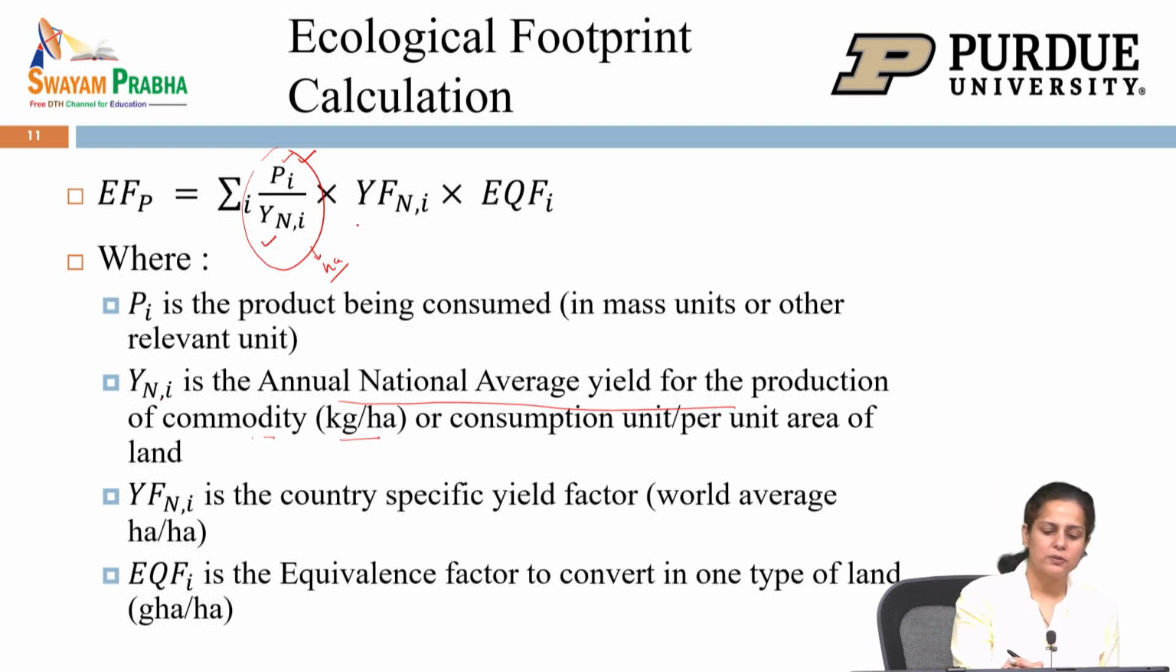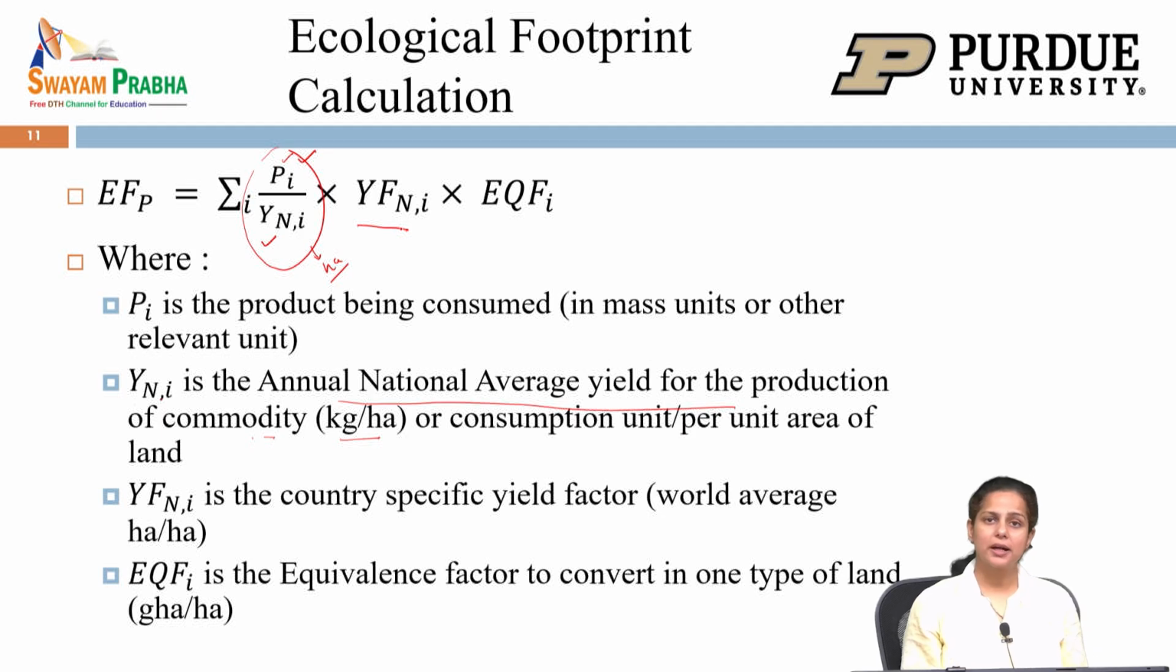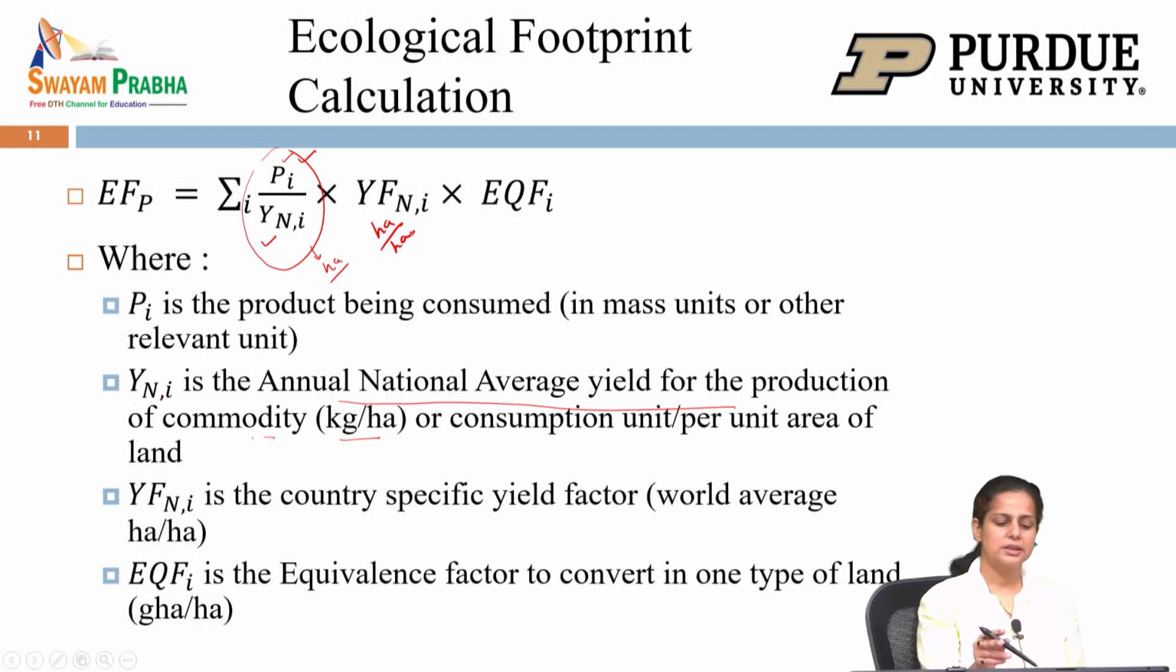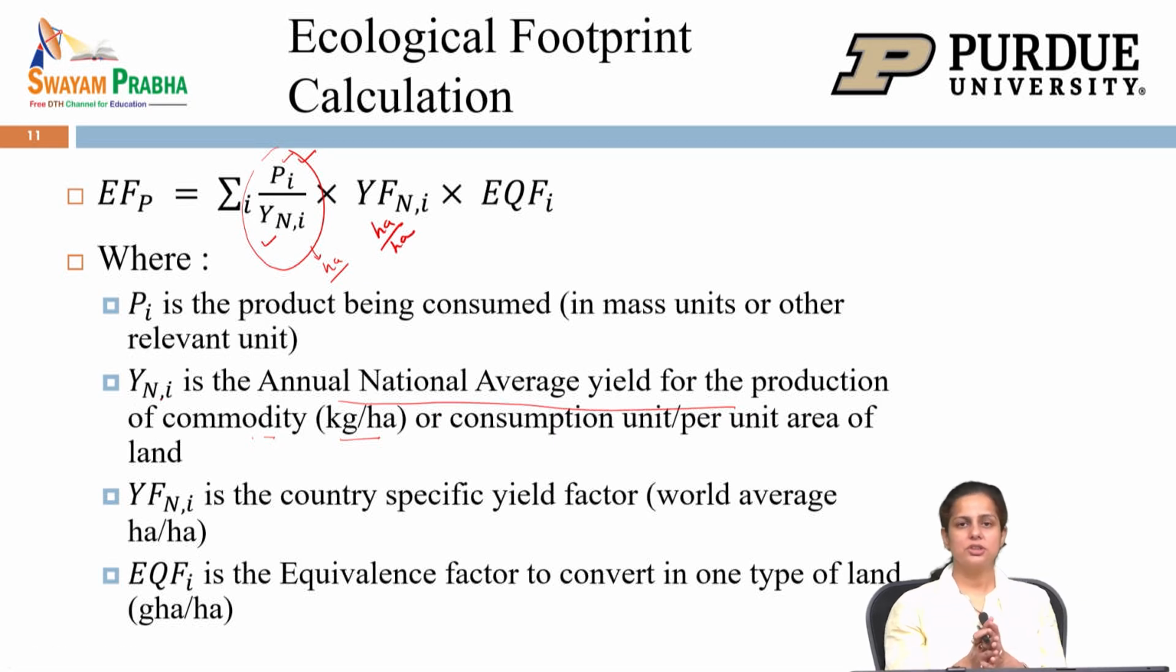Then we multiply it with the yield factor. So, yield factor, what it does is that you will get into global hectares per hectare. So, what it is doing is that it is converting the land. So, instead of saying what will be the land required in this region, let us say, it gives the land required for the global average productivity, and that is the multiplication by yield factor.